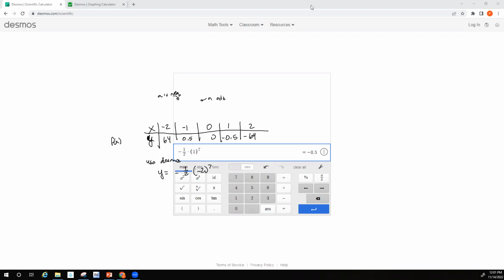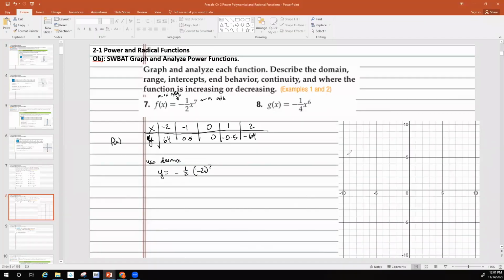All right. And there you go. So we have that. And then you just plot the points. So 0, 0, 1, -0.5, 2, -64, all the way down there. And then -1, +0.5, and -2, +64. So it goes all the way up there. So there we go.